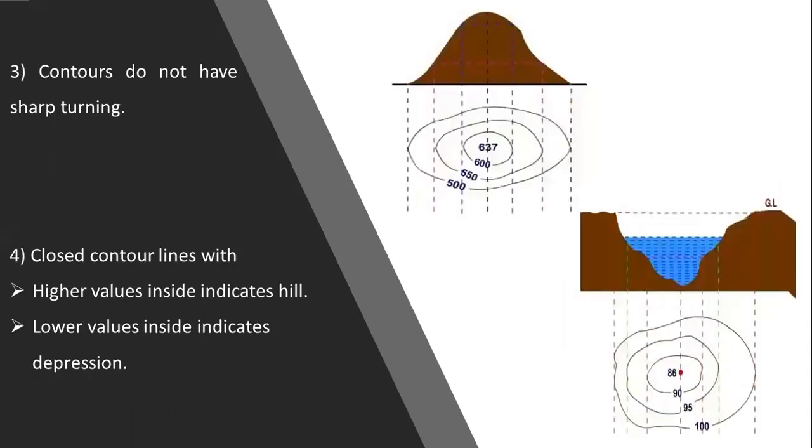The next is contours do not have sharp turning. The next is close contours. Close contour lines with a higher value inside indicate hills, and a lower value inside indicates a depression. With a higher value inside the contour, it indicates a hill, and with a lower value inside, it is a valley or depression.